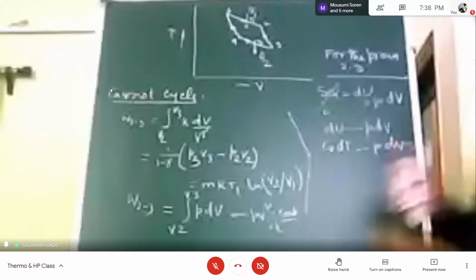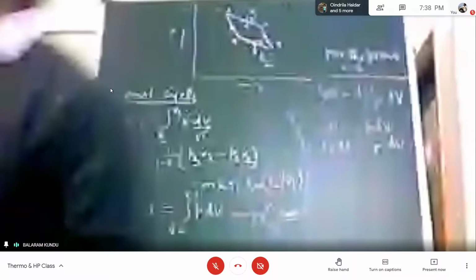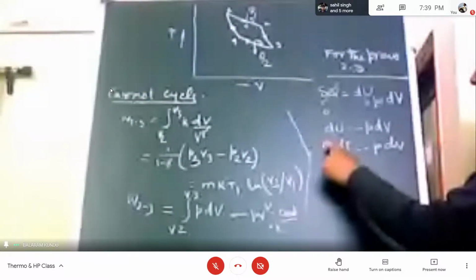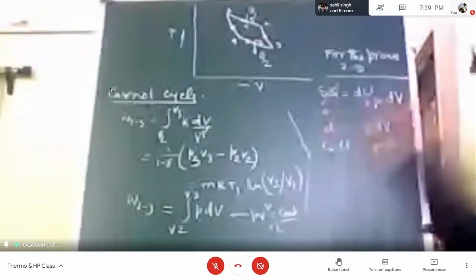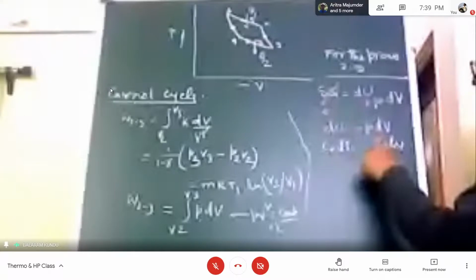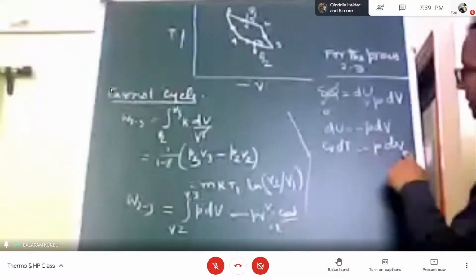Where Cv is the heat capacity, not specific heat here, at constant volume. M is also here, so M into cv, the specific heat at constant volume, is equal to capital C into V, the heat capacity at constant volume. So Cv into dT should be equal to minus PdV, and here V is the volume, not specific volume.